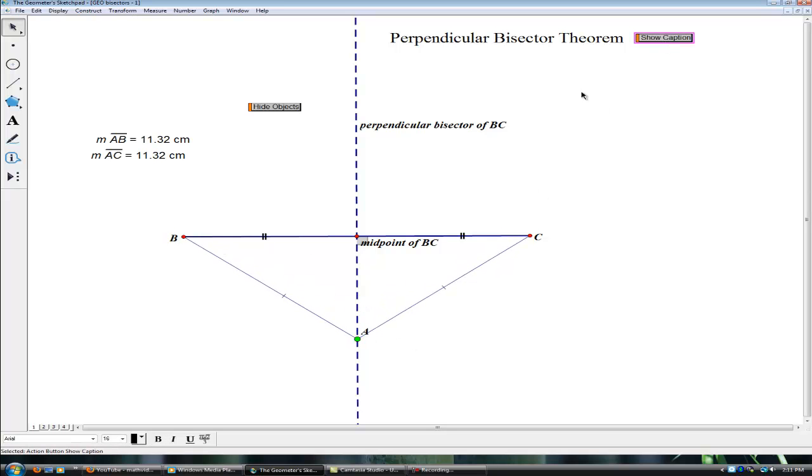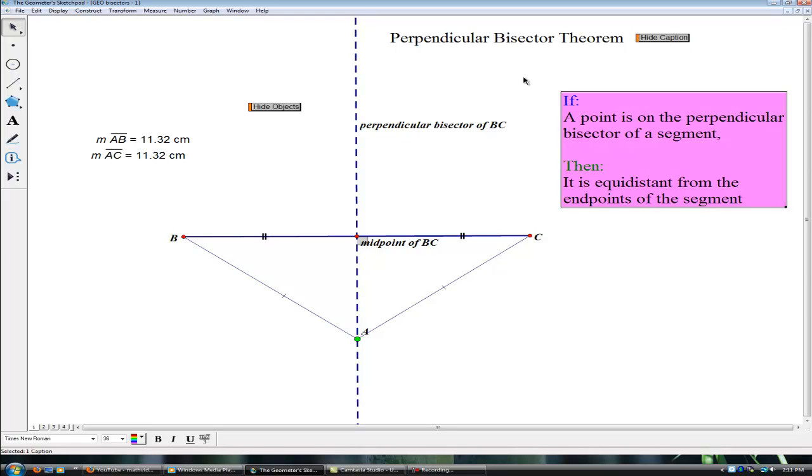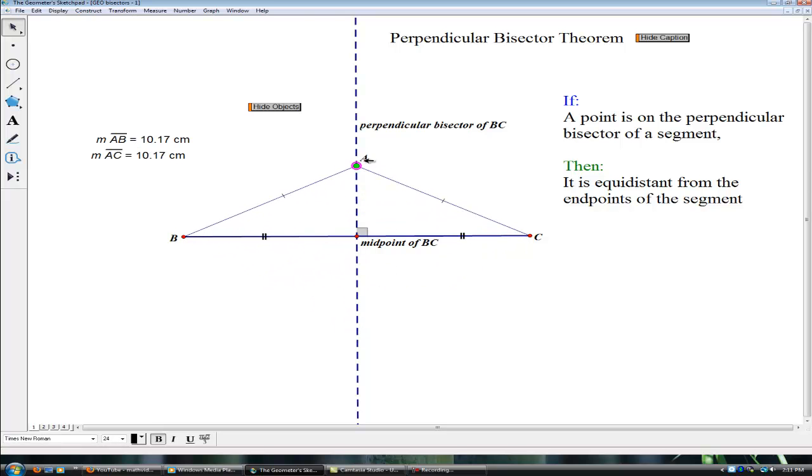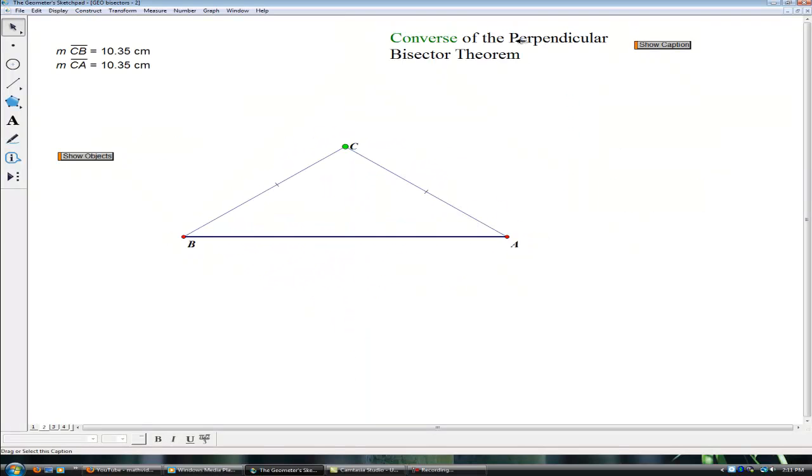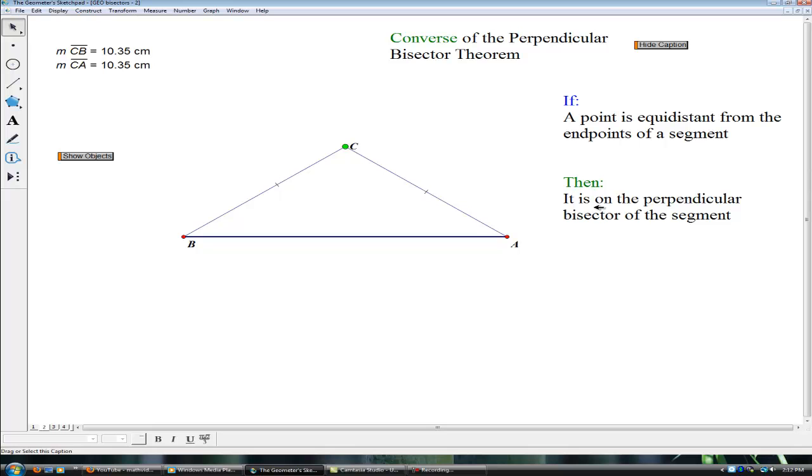So here's the conditional statement for this theorem. If a point is on the perpendicular bisector of a segment, then it is equidistant from the endpoints of the segment. The converse of this theorem is, of course, the exchange of the hypothesis and conclusion from the original theorem.